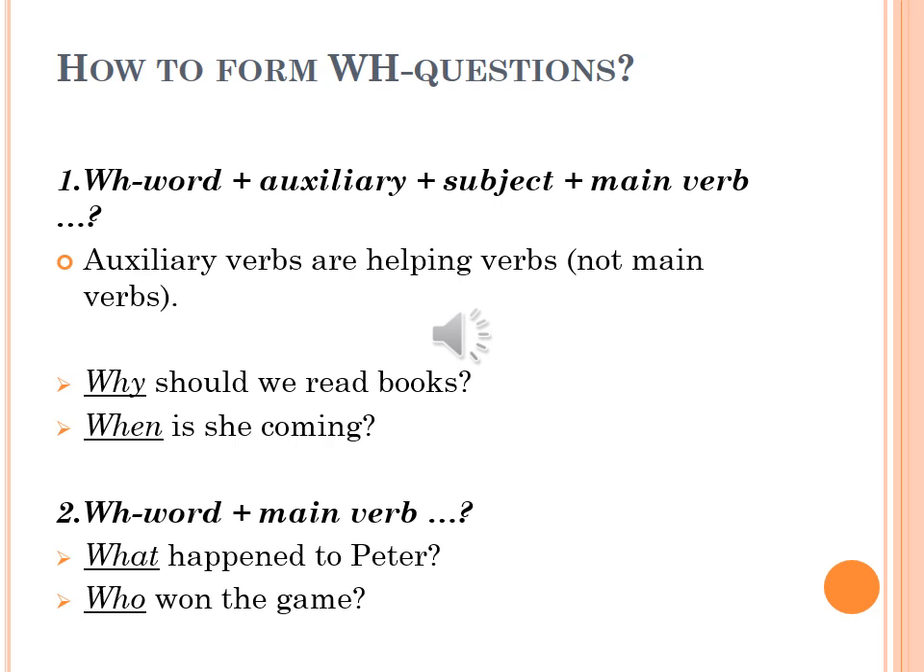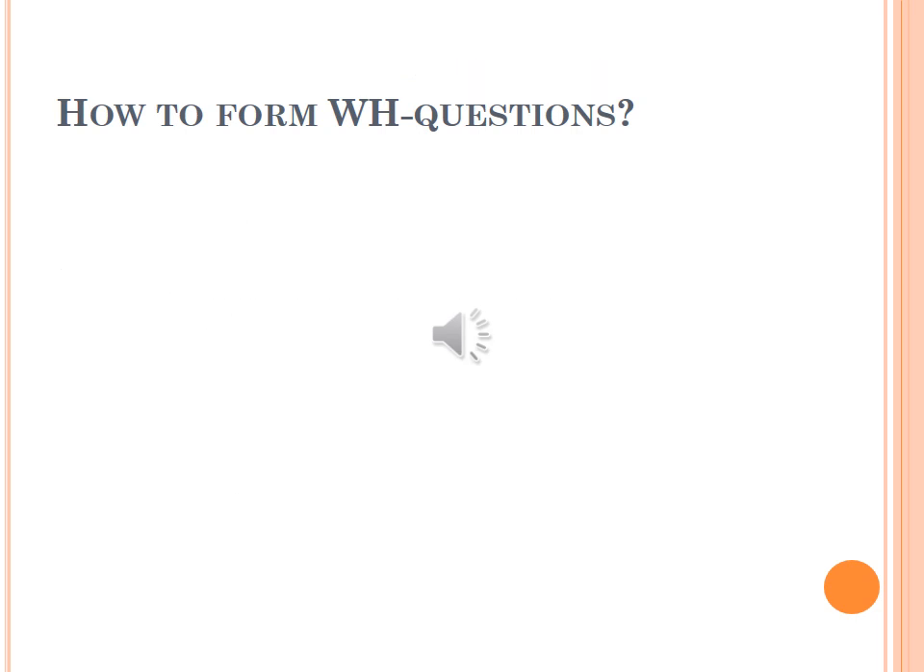And look at this example. If you don't have an auxiliary verb, we have to use the WH question word in the beginning followed by the main verb and the rest of the sentence. So here, what happened to Peter? What is the WH question word and happened is the main verb. Look at the next example. Who won the game? Who is the WH question word and won is the main verb. This is how we have to frame WH questions.